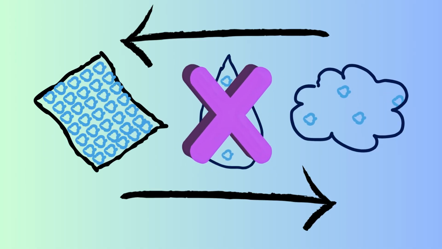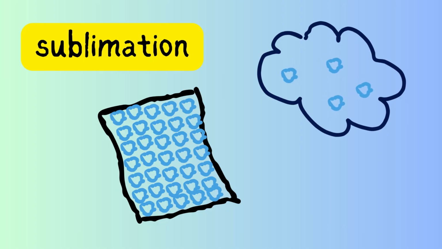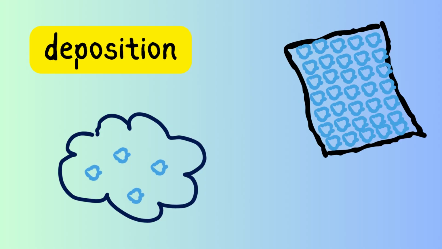Sometimes matter skips a step. That means that a solid can change directly into gas. When that happens, that's called sublimation. Or a gas can turn directly into a solid. That's called deposition.